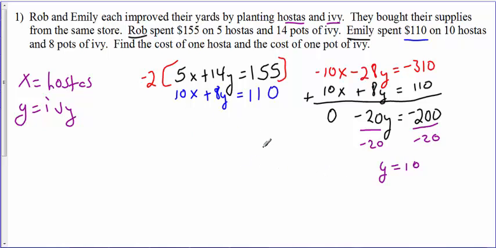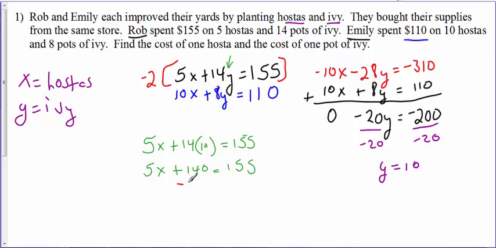Okay, so let's go figure out how much the hostas cost. So we're going to plug y equals 10 back into this equation. So we're going to have 5x plus 14 times 10 equals 155. 5x plus 140 equals 155. Now we can subtract 140 because now it's basically a two-step equation. So 5x equals 15.